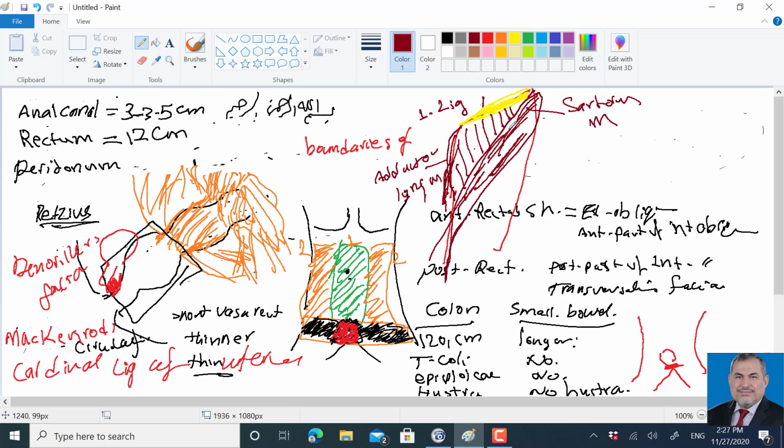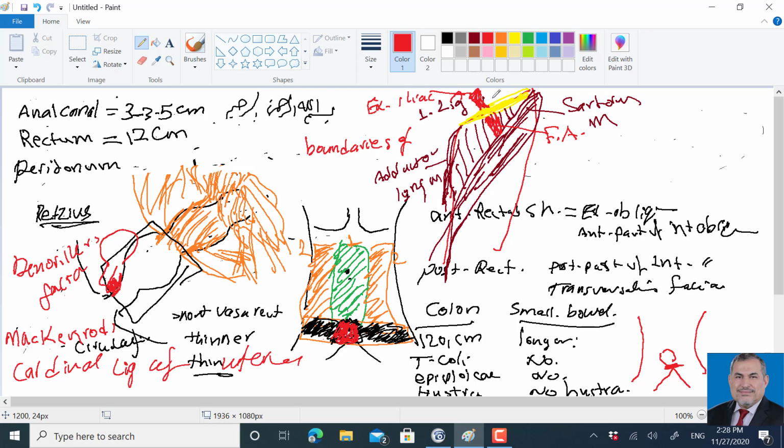Where does external iliac artery become femoral? This is the external iliac artery. When it passes just underneath the inguinal ligament, it becomes the femoral artery. Here is external iliac, and here is femoral artery.